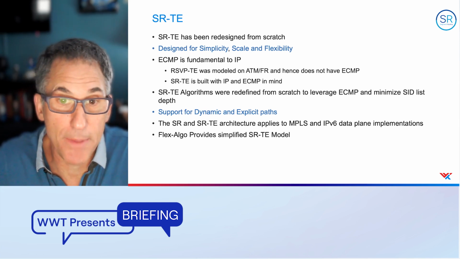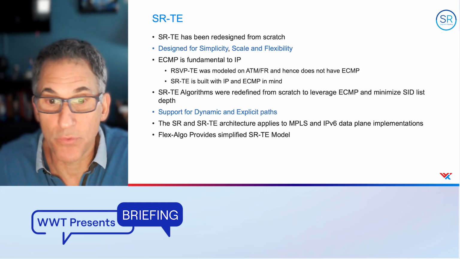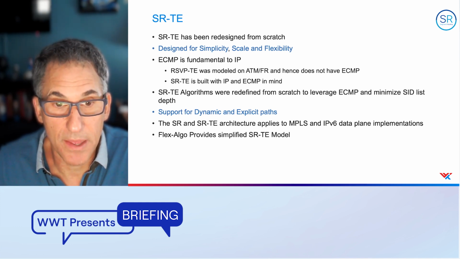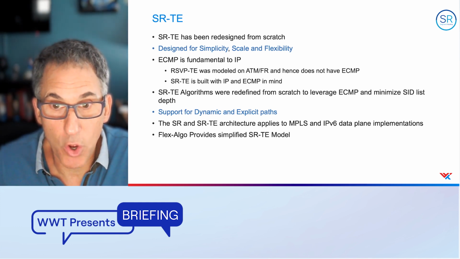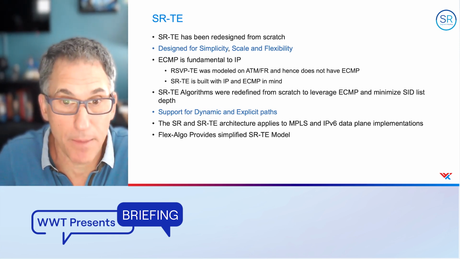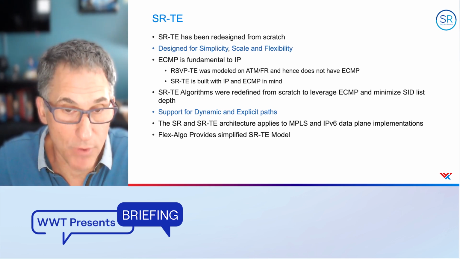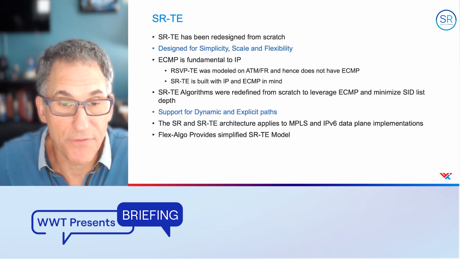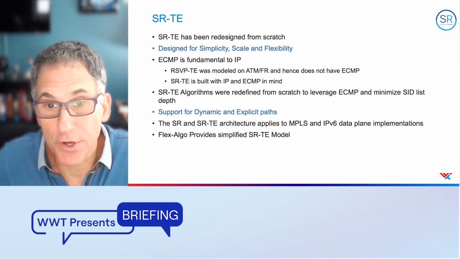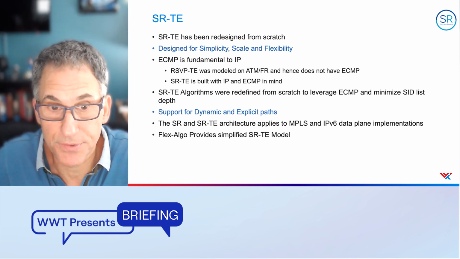And we support dynamic or explicit paths. The operator can explicitly set a path from point A to point B and forward it the way he wants, knowing that that path will never change from where he wants it to be. But he can have a backup path just in case. The dynamic paths are going to be calculated by the head-end router or a traffic engineering controller. And again, SR and SRTE architecture applies to MPLS and IPv6 data plane implementations.